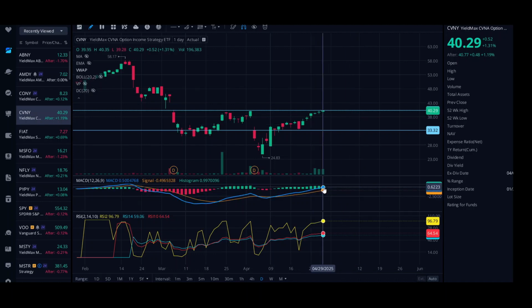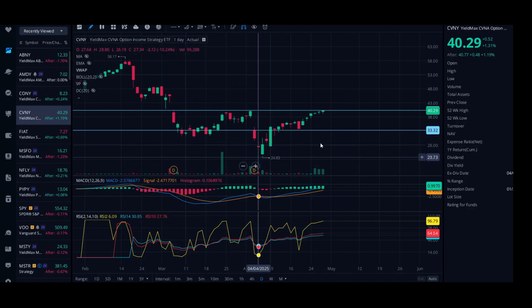We do have green on the momentum. We are crossed up on the MACD, and the RSI 14 is at 59. So overall, this one's looking like we might be able to break through this. The question is, will it stay up above it or come right back into this trading zone here? And that's CVNY. The average distributions, 2.96 and 3.91.